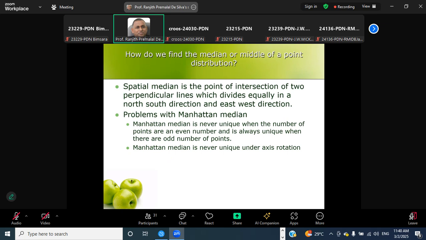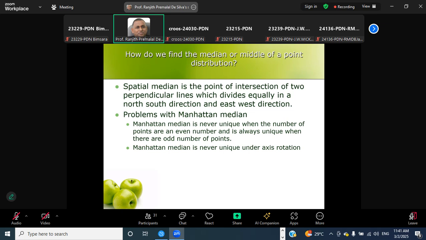We look at mean center, median center, Manhattan median, Euclidean median, then we have weighted mean center, weighted median center, weighted Manhattan median, weighted Euclidean median. We have 8.